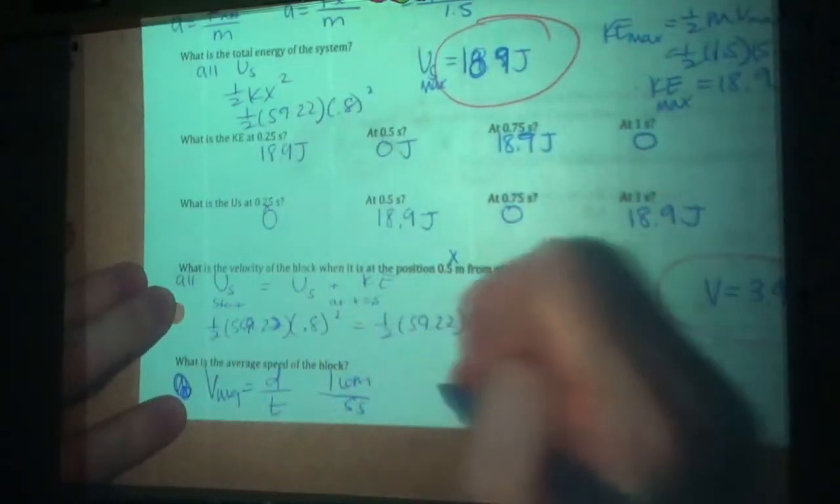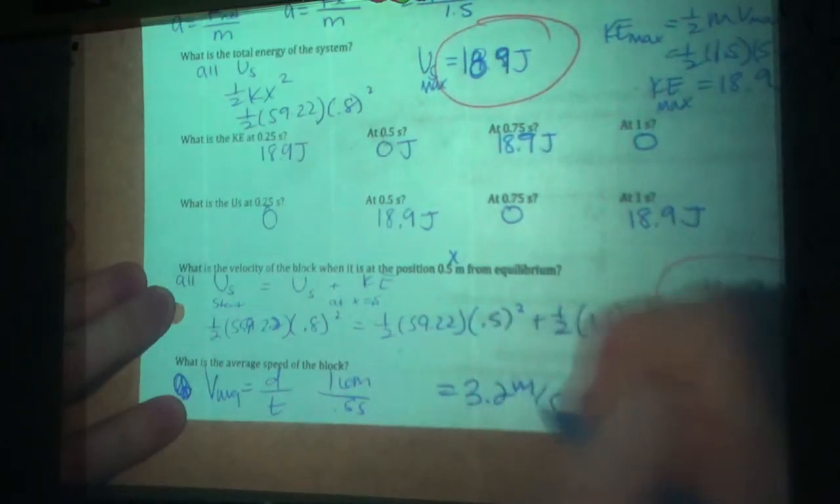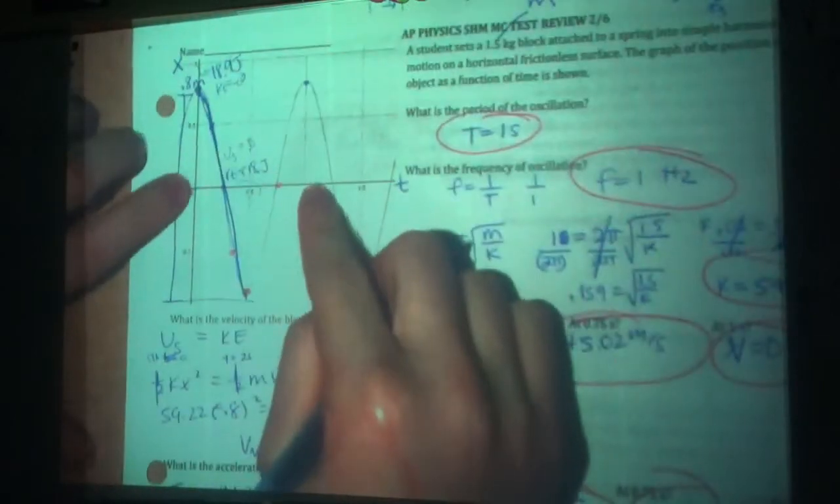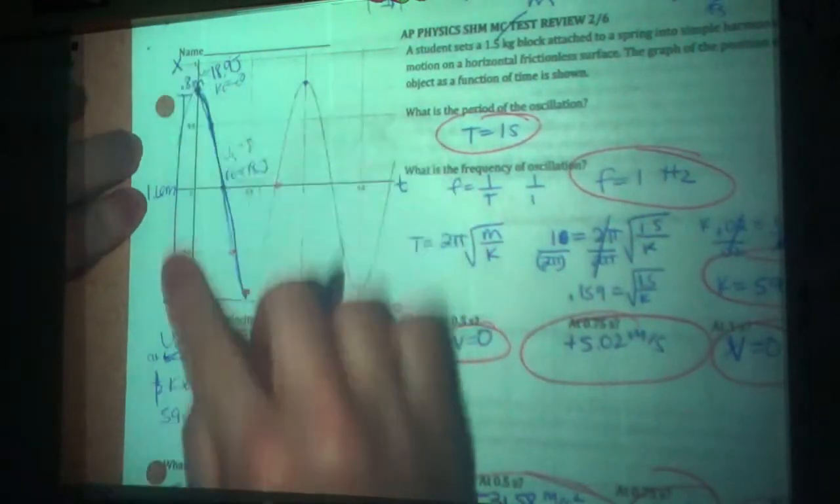So I just did this section right here. It's going from 0.8 down to negative 0.8, which means that the distance traveled would be 1.6 meters, and then it took 0.5 seconds. So 1.6 meters in 0.5 seconds is going to give me an average speed of 3.2 meters per second. Which is the same as if I used the full oscillation. It took 1 second. I went down 1.6 meters and I went up another 1.6. So that's a total of 3.2 meters in a single second. Oh, I get the same average speed.